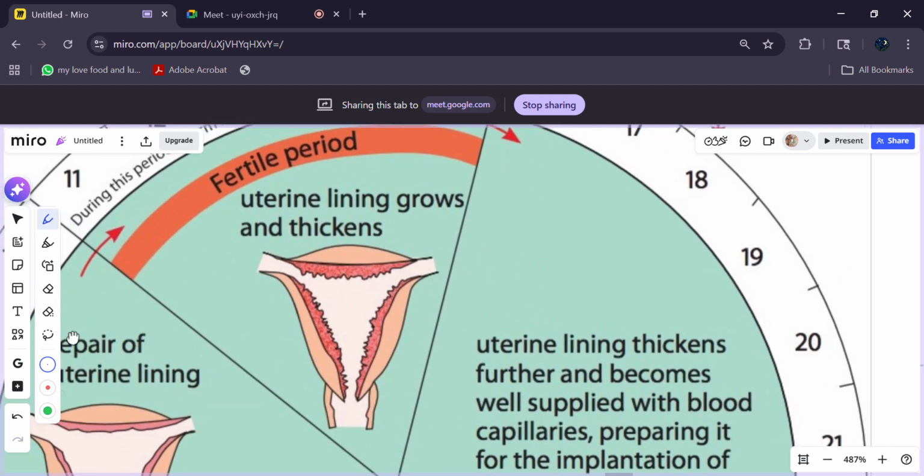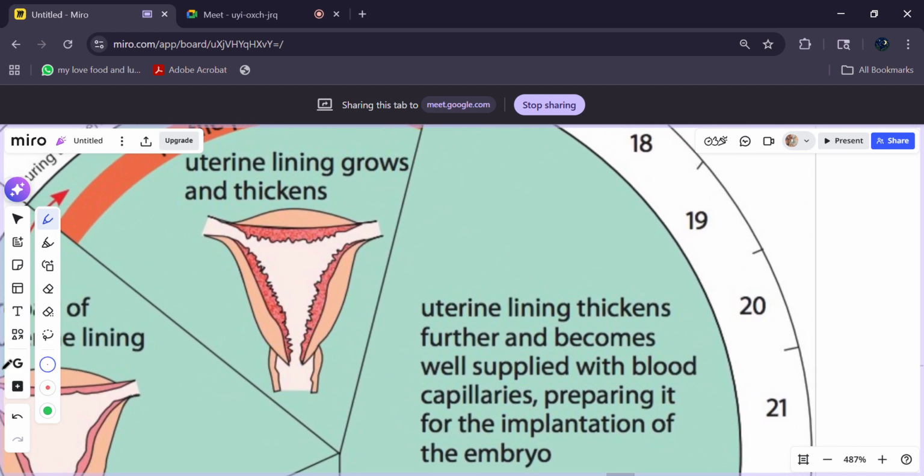A high concentration of estrogen inhibits FSH production. This prevents the maturation and development of more follicles. So to prevent the creation of other follicles like the Graafian follicles, it is the estrogen that inhibits the FSH production. And a high concentration of estrogen also stimulates the pituitary gland to secrete luteinizing hormone.